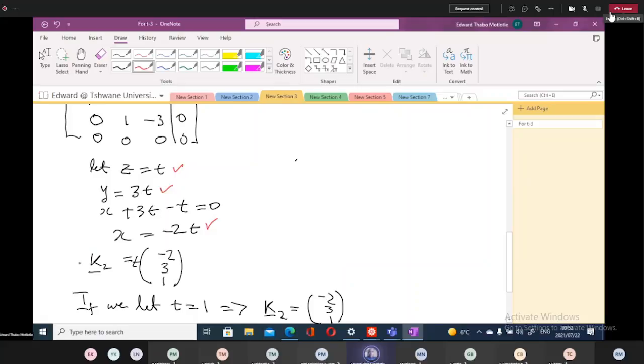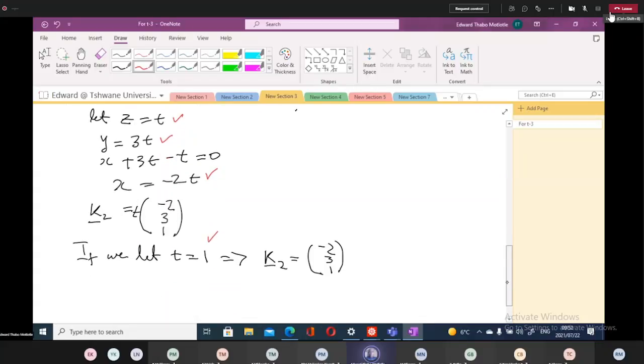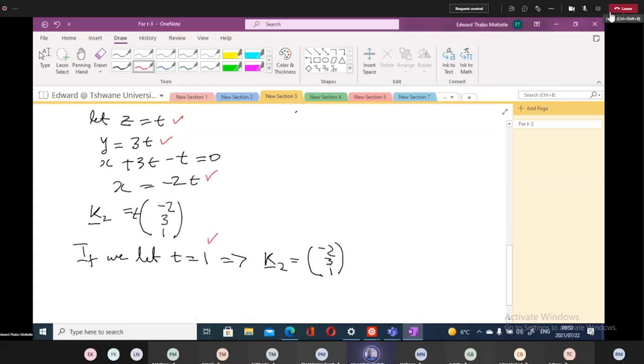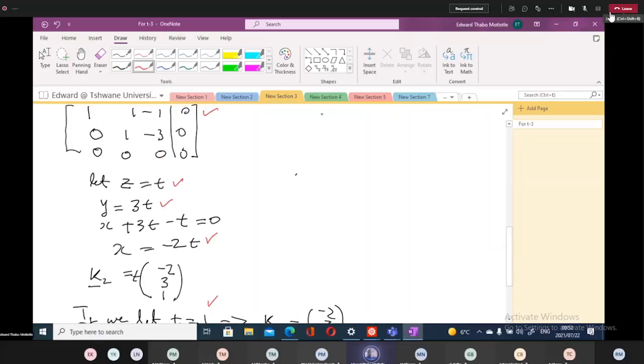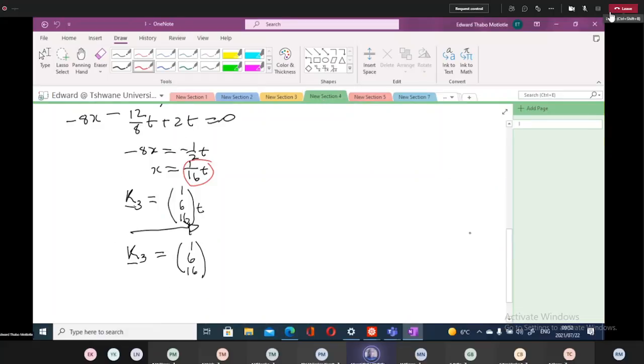Now I write my value for k2, vector k2, and take t as a constant. So for simplicity, again, I let t be equal to 1. So I have minus 2, 3, and 1. So this is my k2. Now on the next step, obviously, we're going to use our last eigenvector.